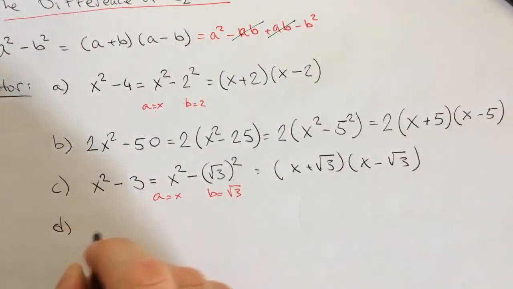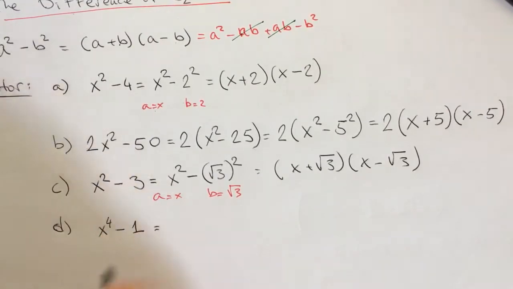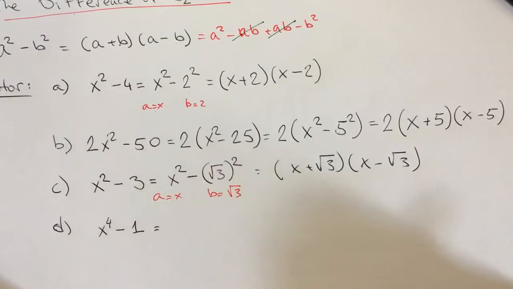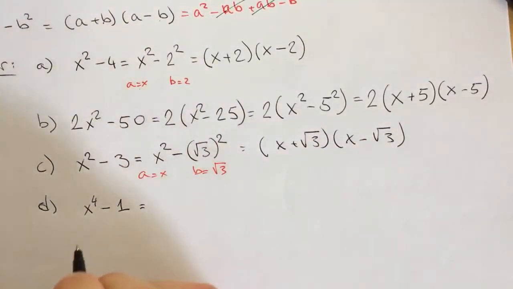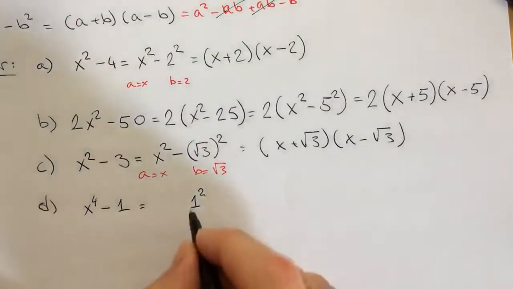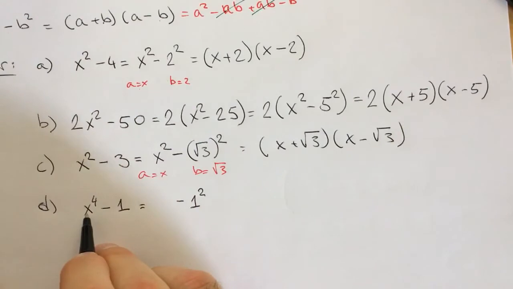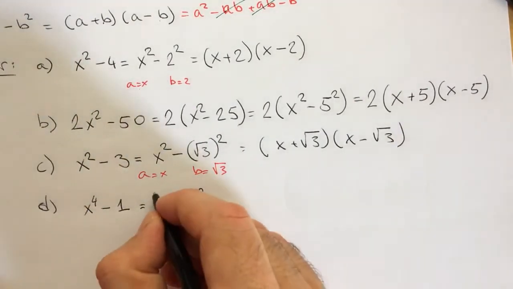Part d, okay, x to the power of 4 minus 1. Here we have to be a little bit careful, okay? First of all, 1 is always 1 squared, right? 1 squared gives you 1, okay? Now the question is, what squared gives you x to the power of 4?